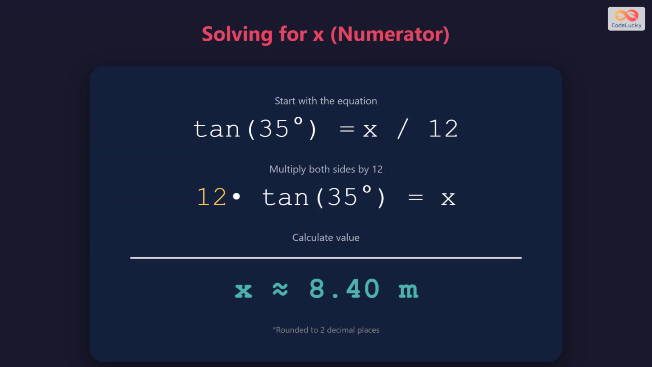To solve for x, we need to isolate it. Since x is being divided by 12, we do the inverse operation and multiply both sides by 12. The equation becomes 12 times the tangent of 35 degrees. When you type this into your calculator, you get approximately 8.40 meters.